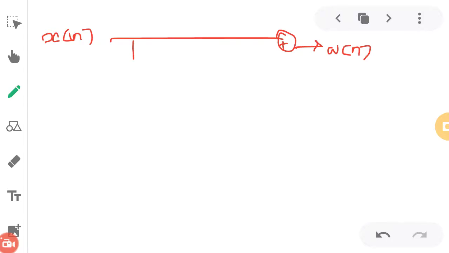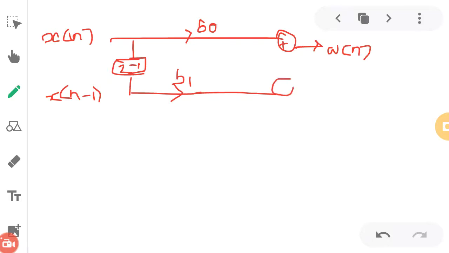First we know that x of n, and this term will be b0. That is the first term. We know that w of n is equal to b0 into x of n plus b1 into x of n minus 1. How will we get x of n minus 1? For that we take the inverse Z transform, then this will be the x of n minus 1 term. Then b1 into x of n minus 1, that will be plus, and the next term will be b2 into x of n minus 2.